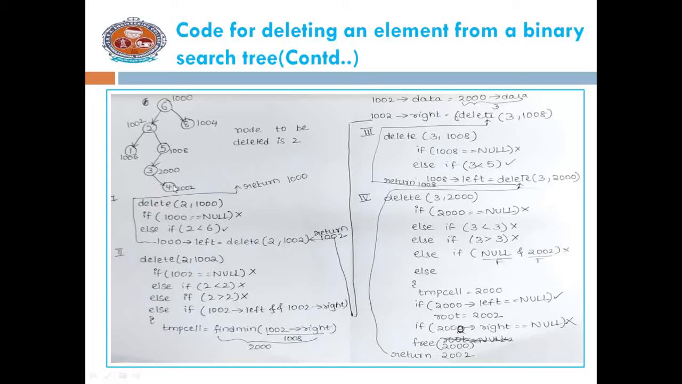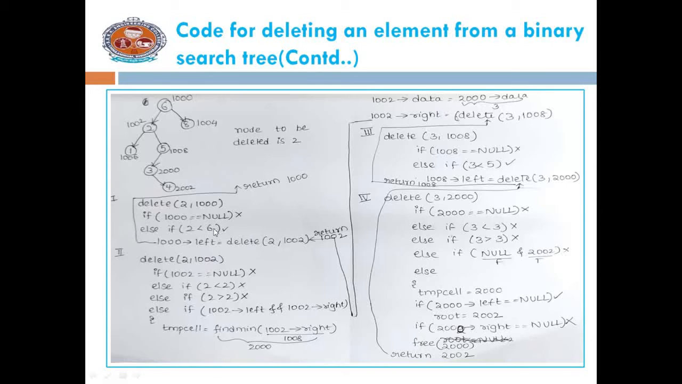So we have to find the minimum element from the right subtree, replace this minimum element in the root value, and delete this minimum value. So delete 2 comma 1000. Our root value is 1000, which is not equal to null. So again we are moving to the else if block.